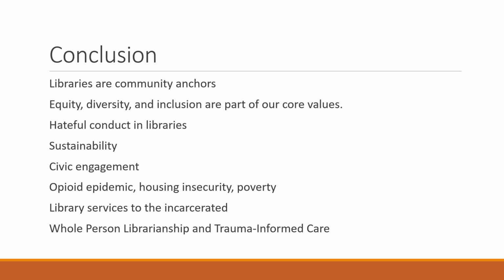We discussed ways in which libraries can contribute to the opioid epidemic, housing insecurity, and poverty. Library services to the incarcerated were also considered, including concepts like book banning and prisoners' right to read. And then we talked about whole person librarianship and trauma-informed care that are social work techniques that librarians can employ to help connect people experiencing social issues or trauma with social services.